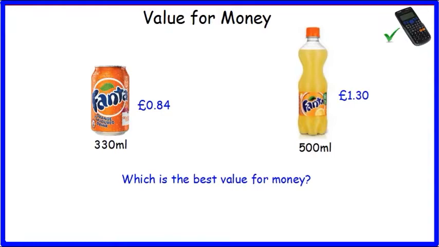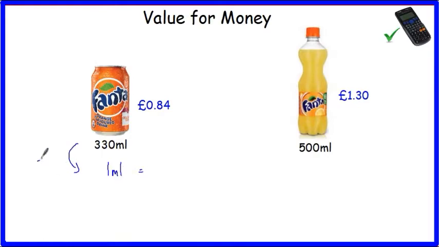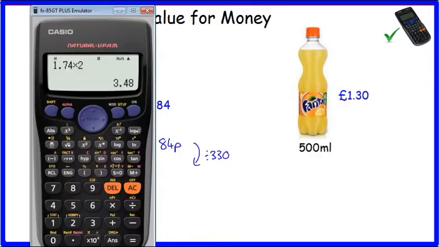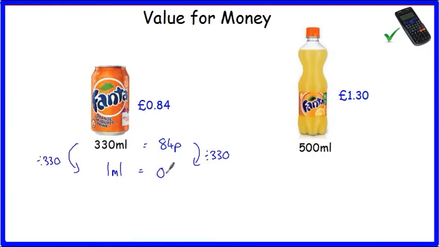Okay, so this time I've got two different amounts of Fanta orange. Which is the best value for money? Now, what I may do here is get this down to an amount that's going to be quite nice to deal with. The one I'm going to choose is 1 milliliter, and let's see how easy this is. So 1 milliliter is divided by 330. Well, if that is 84, I want to call it 84p. If I divide that by 330, 84p divided by 330 is equal to 0.254. So it's less than a penny for a milliliter.